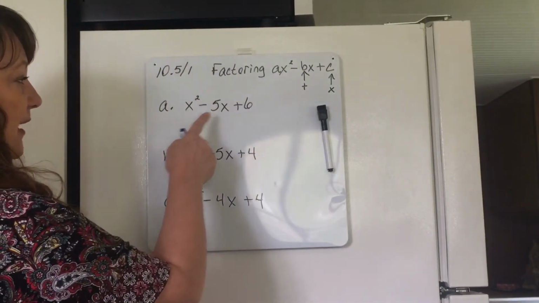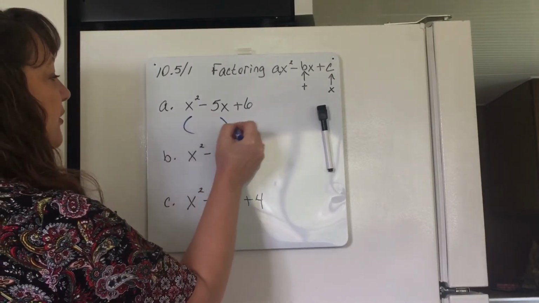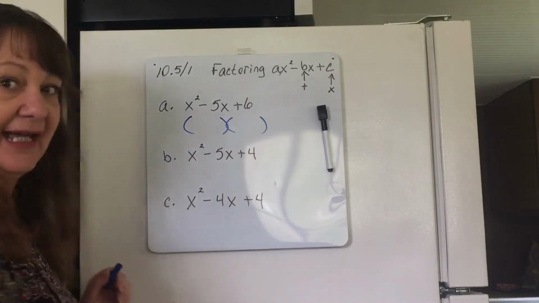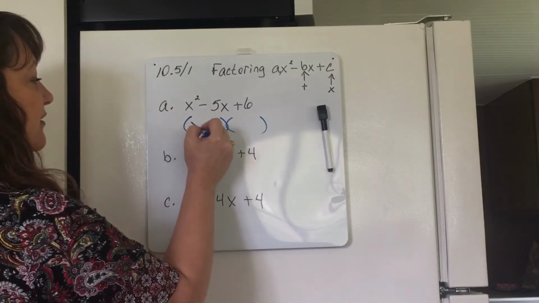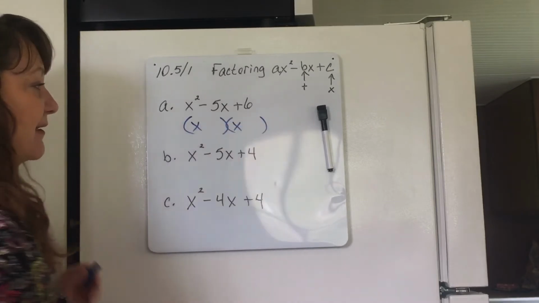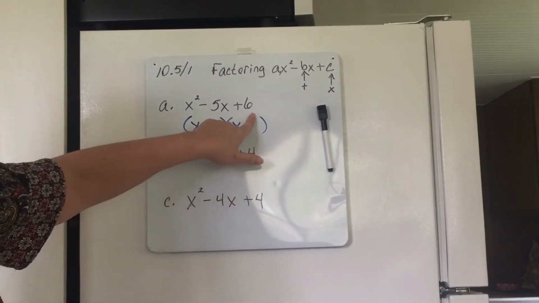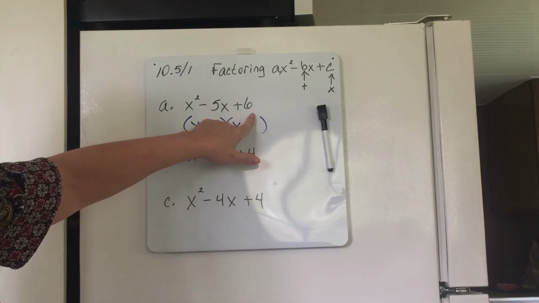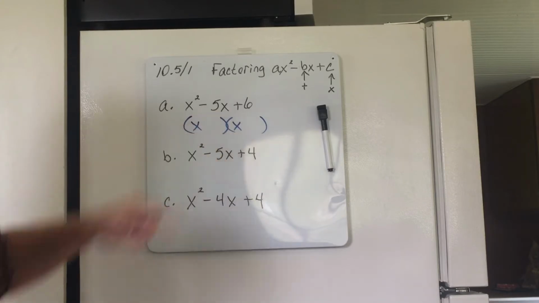I have x squared minus 5x plus 6. I want to factor that back out into binomials. So x squared is just x times x. That's taken care of. But now, what two numbers will multiply to get me a positive 6, but add to get me a negative 5?